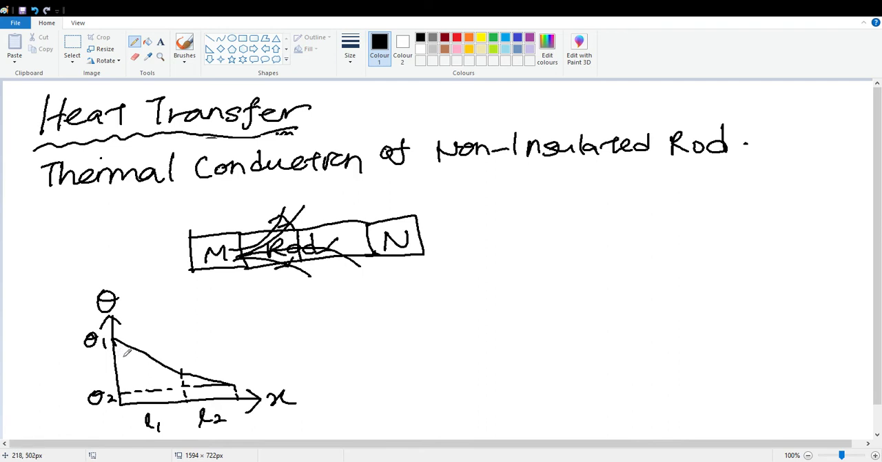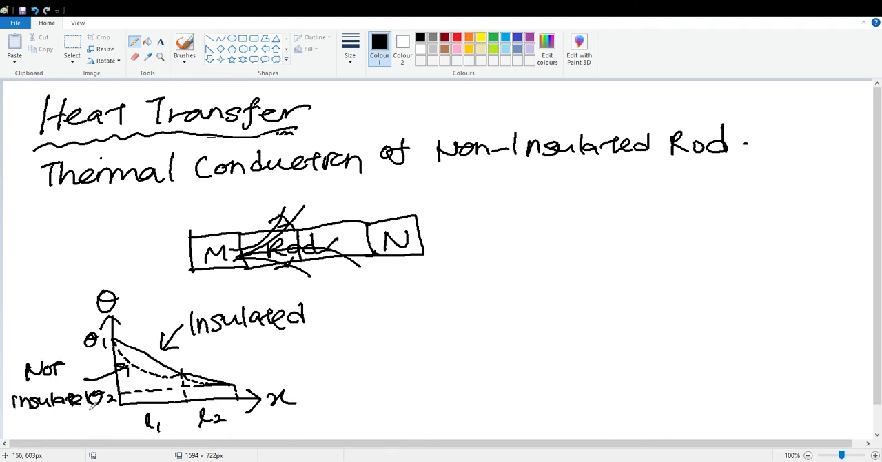And if the rod is not insulated, what we get is the temperature does not decrease in a constant way. The temperature decreases in the form of a curve, so this one is curved as well. As for the steady state, the temperature is decreasing constantly. Okay, so this is insulated and this is not insulated.